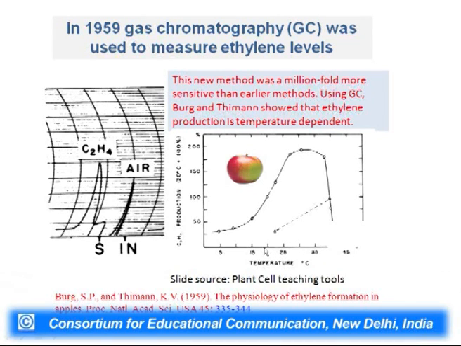What this scientist showed is that as the temperature increases from 20 to 25 to 30, the amount of ethylene also increases much more, and that also correlates with the speed of ripening. So, the speed of ripening is enhanced by external conditions like temperature, and it is also coupled with a higher amount of ethylene production.